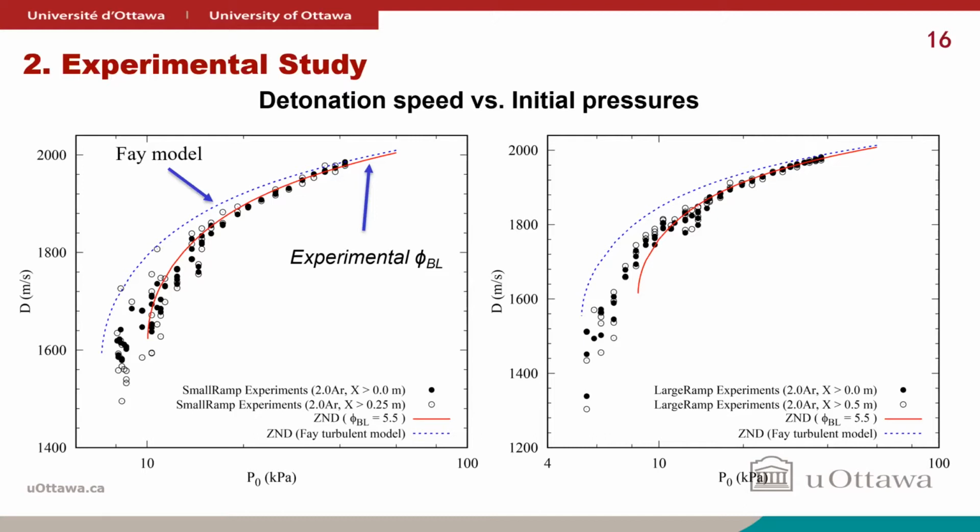Such discrepancies are presumably due to the promotion effects of the strong reactive transverse waves and the enhanced detonation instability near the propagation limit. In addition, this work also evaluated the boundary layer induced lateral strain rate using the Fay model, as shown in the blue dotted line, which slightly over-predicts the experimental detonation speed.